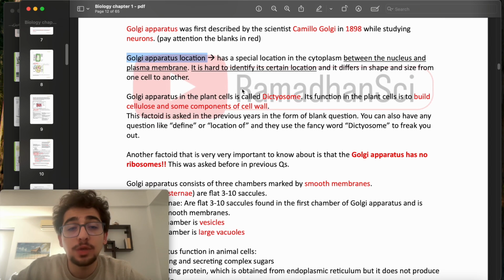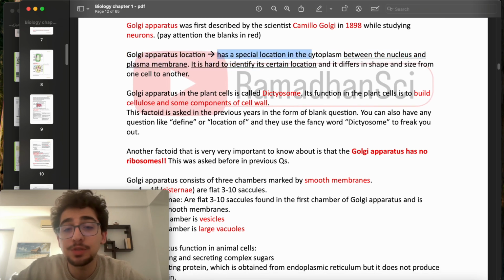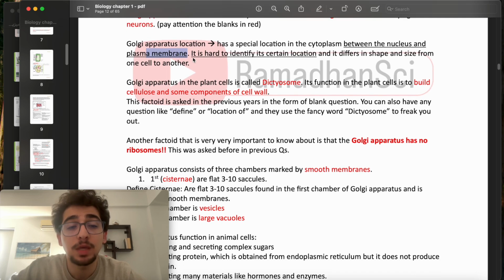The Golgi apparatus location, it has a special location in the cytoplasm between the nucleus and the plasma membrane. So this is the third component that has the same phrase. It's between the nucleus and the plasma membrane. But you will have to continue writing that it is hard to identify the certain location and it differs from one cell to another.